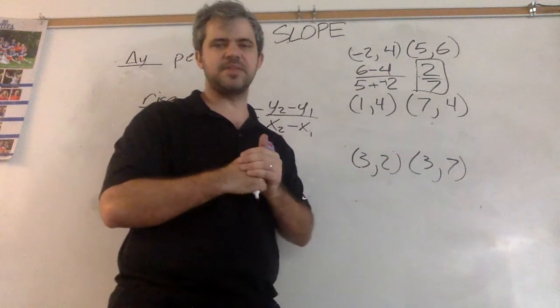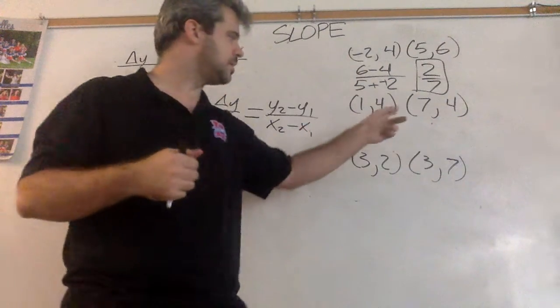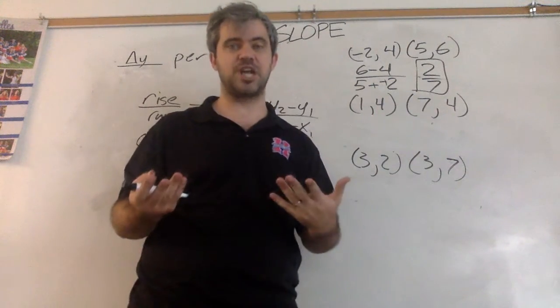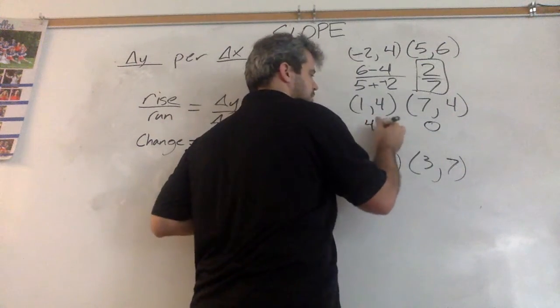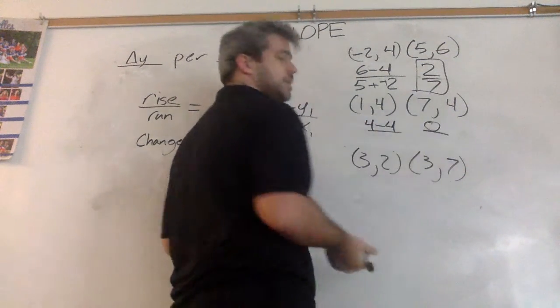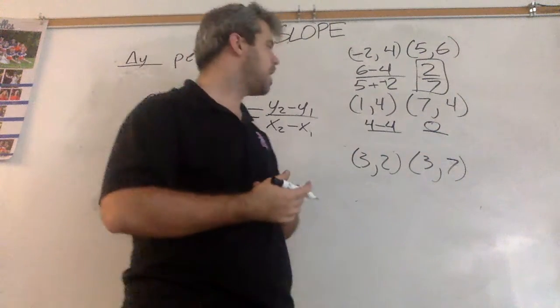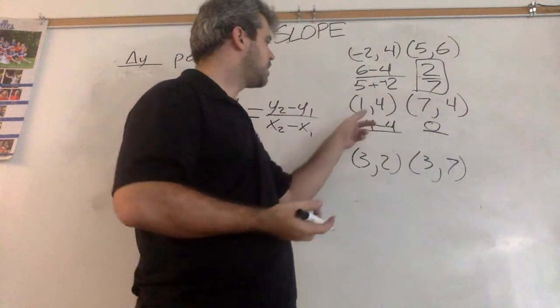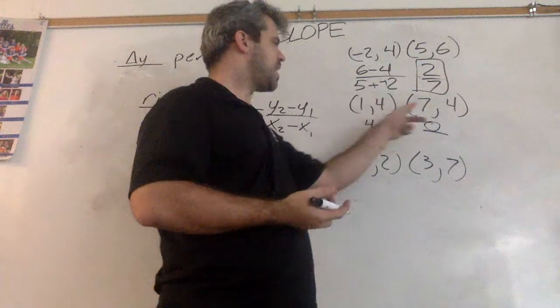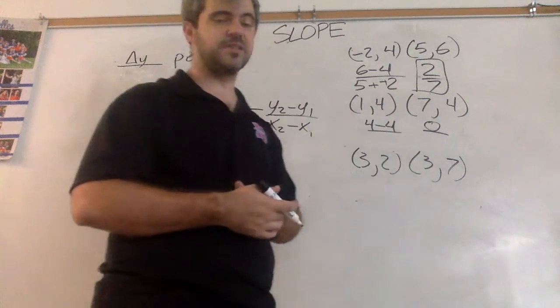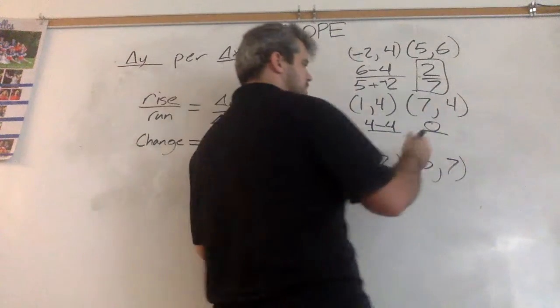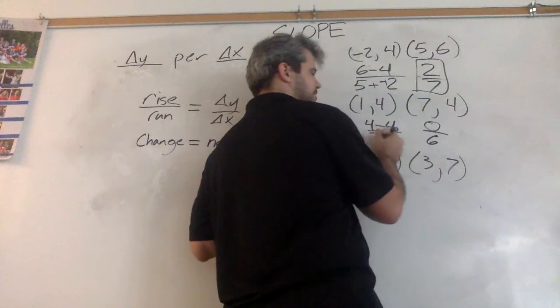It's pretty common to wind up with a fractional slope. Now, let's look at these 2 points. What's my change in y? 4 to 4. How much did it change? It didn't. The change in y is 0. That was my rise. My change in x, 1 to 7, that increases. How much does it increase? Well, increases by 6.